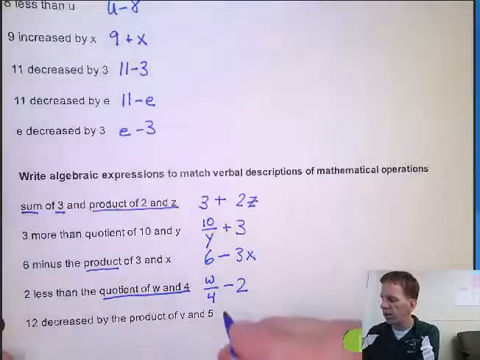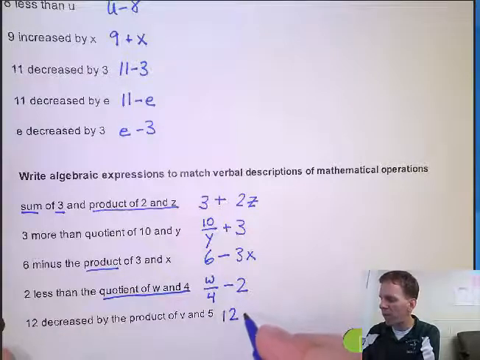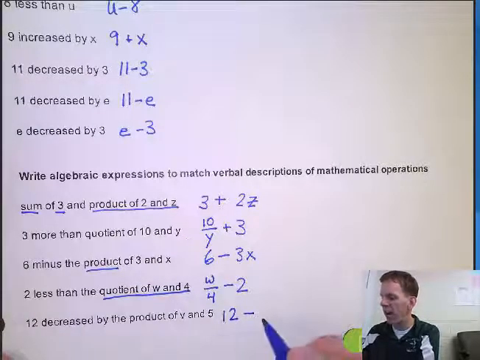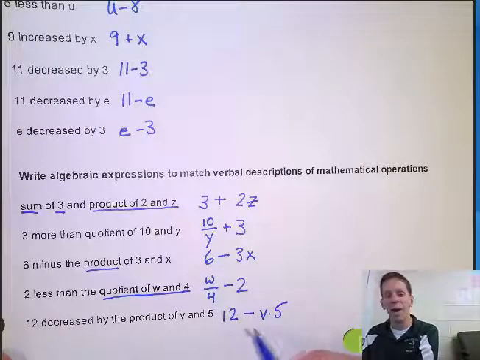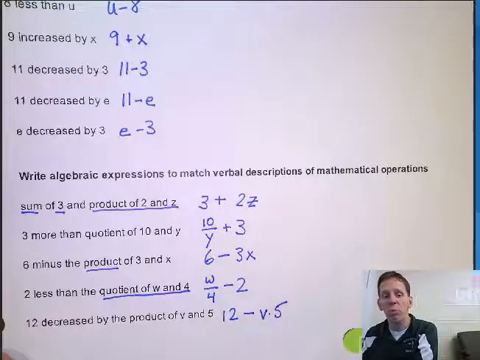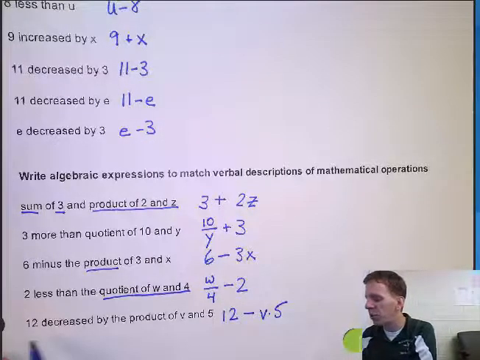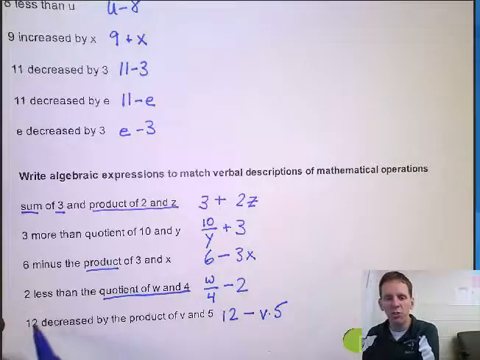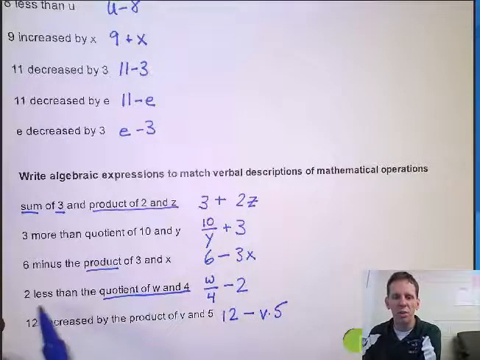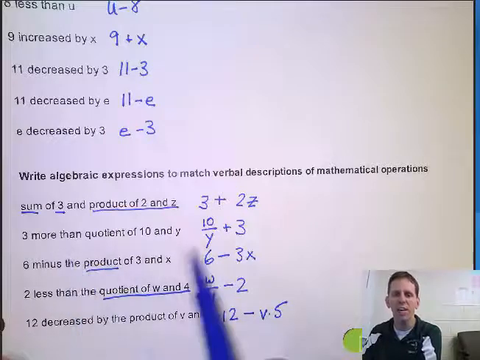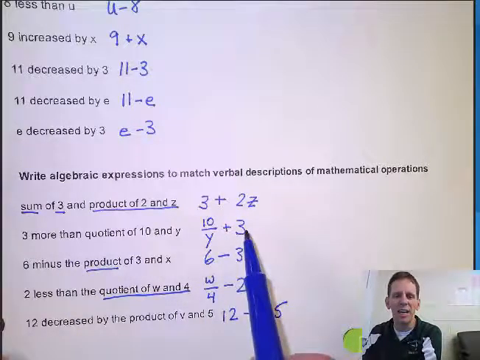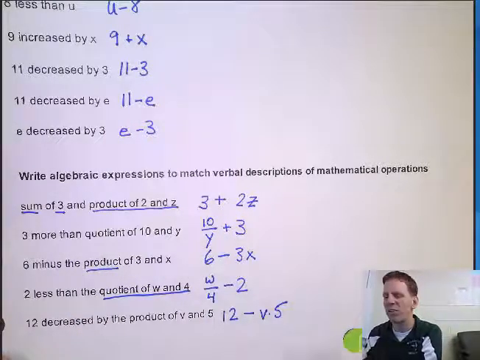12 decreased by the product of v and 5. Can you write it like this? Certainly. You could also do 12 minus 5v. That would also be valid. So if it's a decreased by problem, you can actually start with a number. If it's a 2 less than, we put it at the end. If it's a 3 more than, you probably want to put it at the end, and you'll get the right expression.